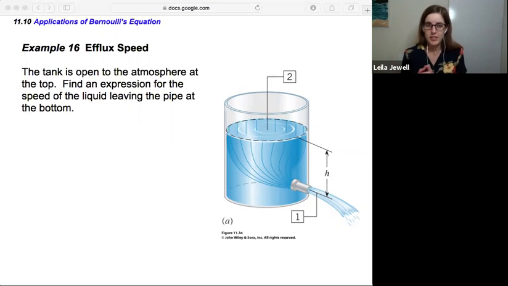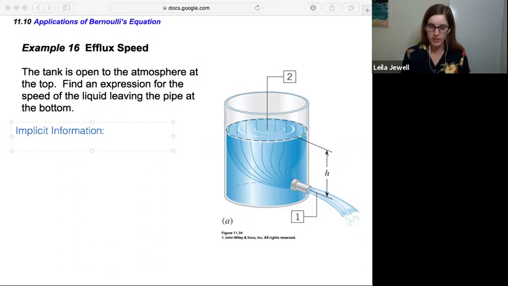It says the tank is open to atmosphere at the top. Find an expression for the speed of the liquid leaving the pipe at the bottom. Right. So this problem, notice, doesn't give us a ton of information, at least not explicitly. There's a lot more that we could say implicitly. And so this example is perhaps best for highlighting that, right? Where it's information that you might not immediately notice.